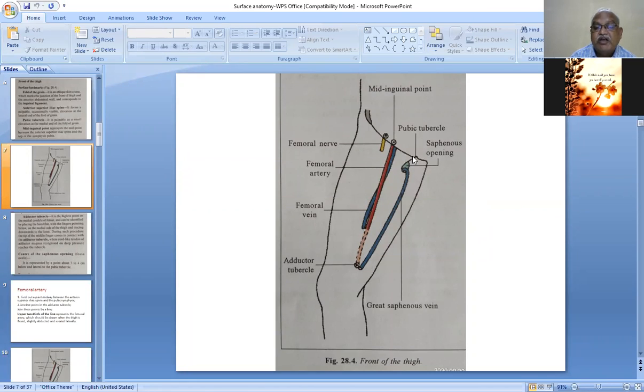The saphenous opening is a few centimeters below the inguinal ligament and lateral to the pubic tubercle. So, this is the saphenous opening, 2 to 3 centimeters below the inguinal ligament but just lateral to the pubic tubercle. That is the saphenous opening, or fossa ovalis, and a line joining the adductor tubercle and the middle of the saphenous opening is the great saphenous vein.